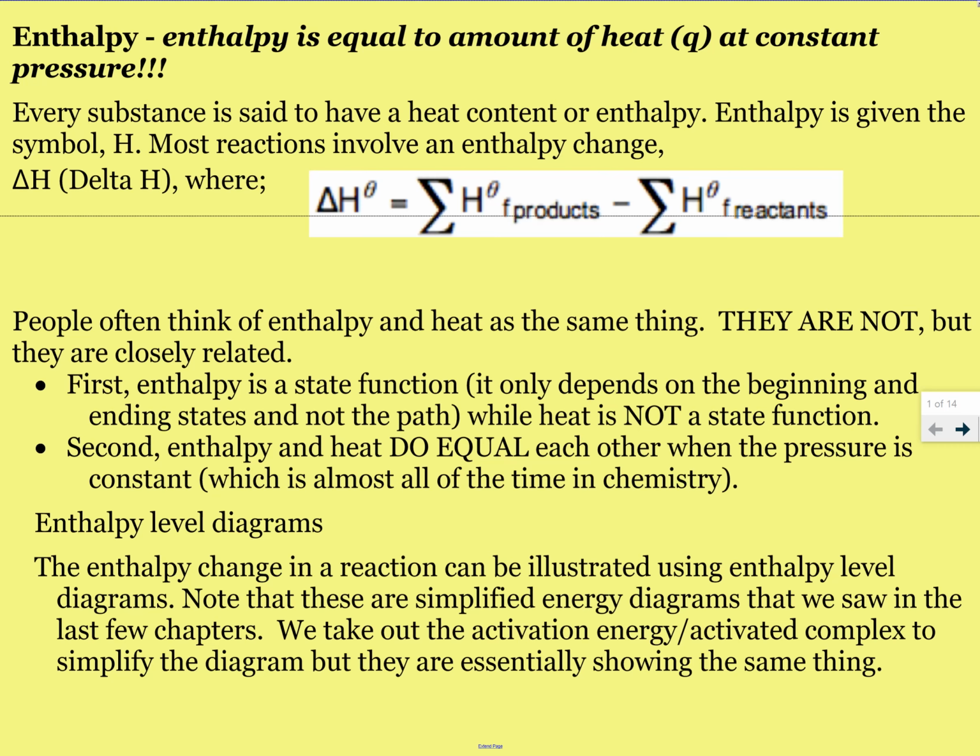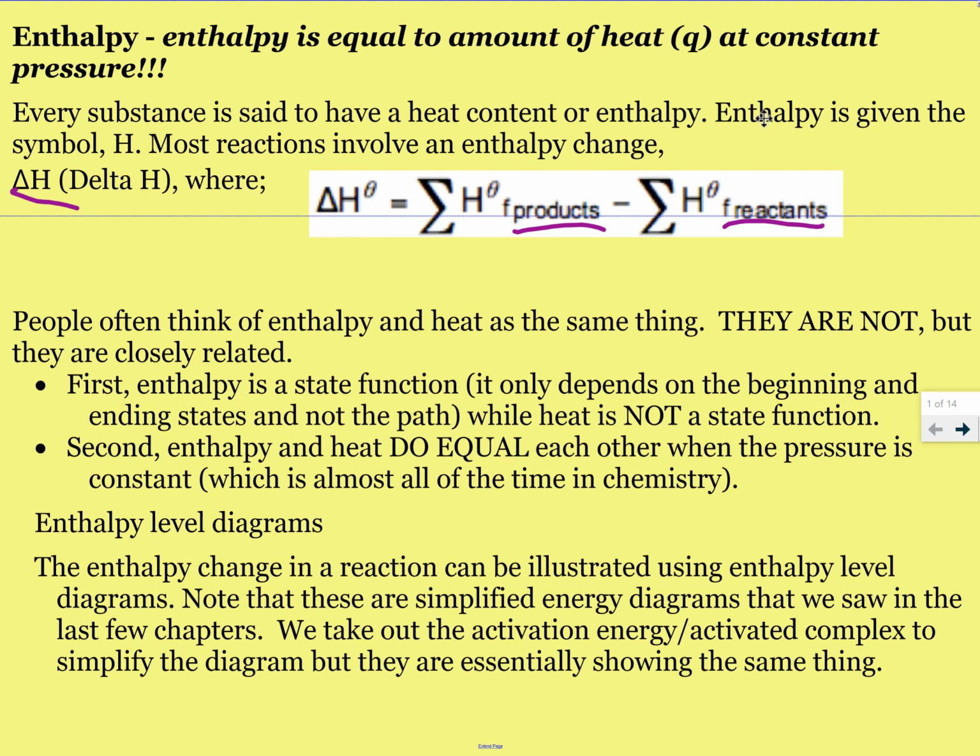So enthalpy is heat at a constant pressure. We have delta H, that's the change in enthalpy, and this is the measure of heat at constant pressure. It's a delta, so it's a change, and change is always final minus initial, so your products are what we end with. We take the sum of the enthalpies at the end minus the sum of the enthalpies at the beginning.